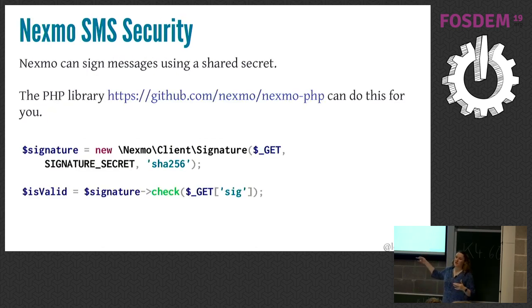For the Nexmo signature, it just looks like this. Install the PHP library from Composer. Pass your signature and the incoming parameters to construct this client signature object, and then pass in the signature that came in from the request. And that is it. You can all do this. No excuses. I don't want you to get bad data and trust it.